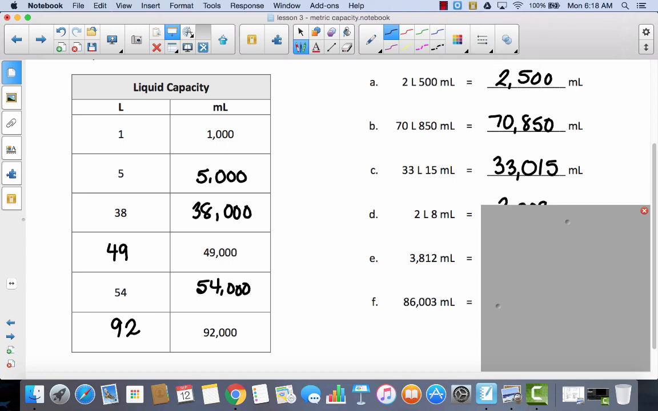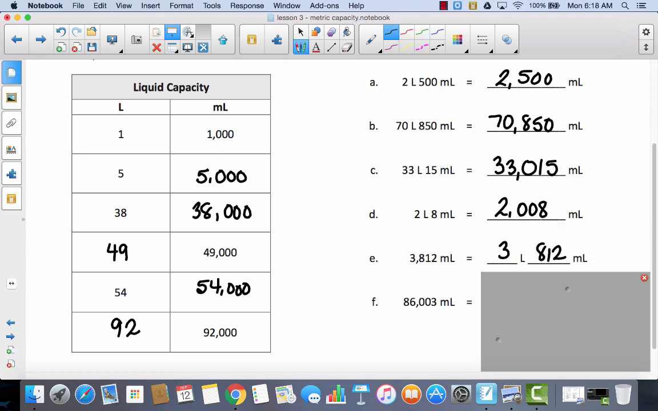All right, so let's take a look at D. So 2 liters, 8 milliliters was the same thing as 2,008 milliliters. 3,812 milliliters was the same thing as 3 liters, 812 milliliters. And then for F, I had 86 liters and 3 milliliters.